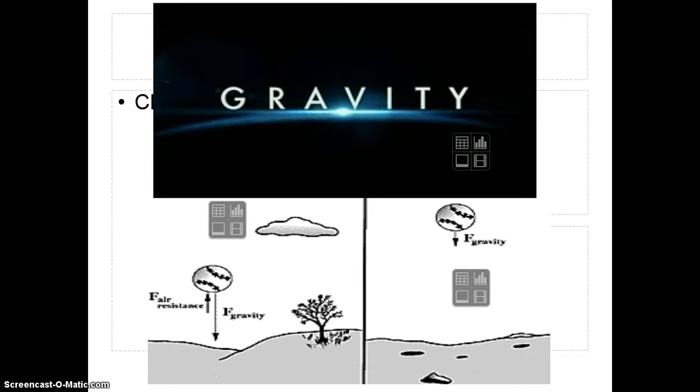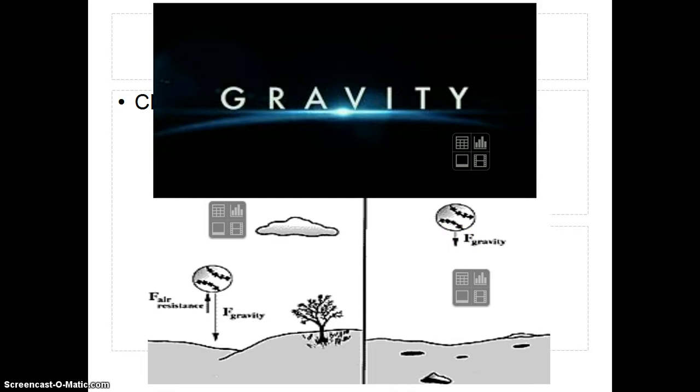Gravity is a force of attraction between two objects. Down here you can see a baseball, and there is a force due to gravity acting on it downward. I've also labeled the air resistance here, but in most cases we're going to ignore it. We're going to treat objects that are under the influence of gravity much like if they were just falling on the moon. Just the force of gravity acting on them.